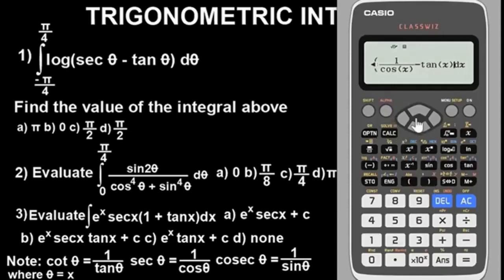Okay, so check that the brackets are balanced. Very important, guys. Ensure the brackets are always balanced. You can see at the right hand side how many brackets we have: 1 and 1, 2. At the left we have 2. At the right we have only 1. So add 1 more at the right to balance it. So guys, it's not balanced. Let's press equal to and see the answer.